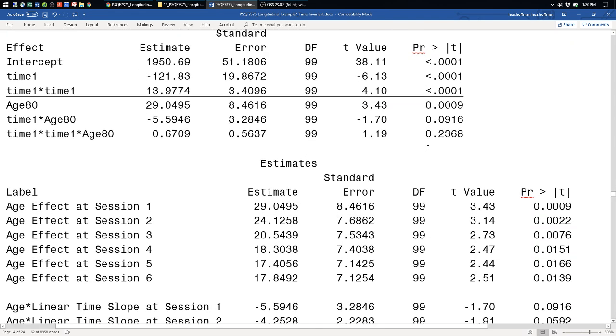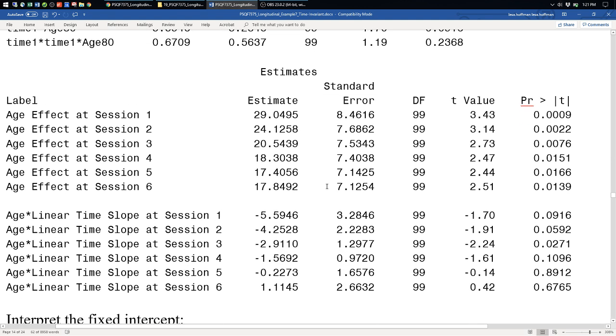So let's look at these estimates then. So the age effect at each session, 29 is where we started. As you go down, it's less positive, right? But as you keep going, it's less positive. I win. So the effect of age changes quadratically over time. That's another way to think about it.